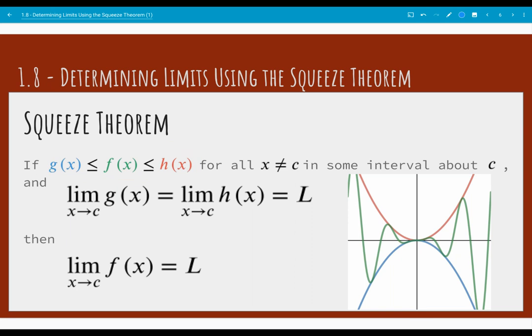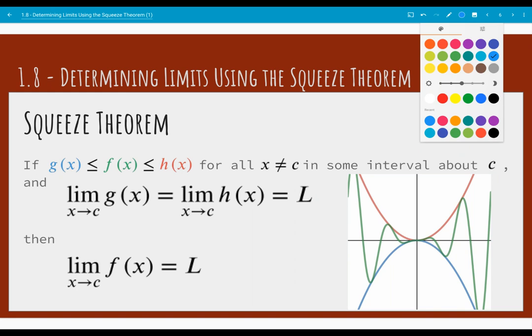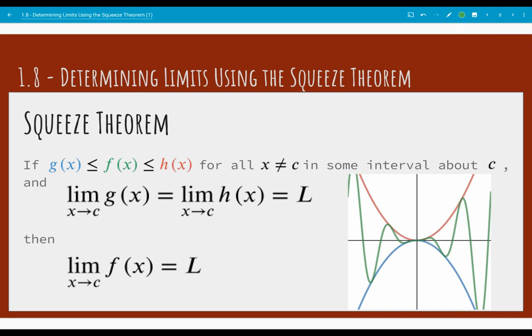I do want to point out that this part right here where it says for some interval about c means that we could have a function f that does go outside of the interval at points. So it could go above the upper or below the lower, as long as in the neighborhood around where we're looking, around c, this inequality always holds.